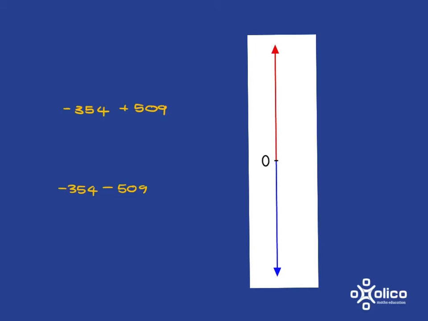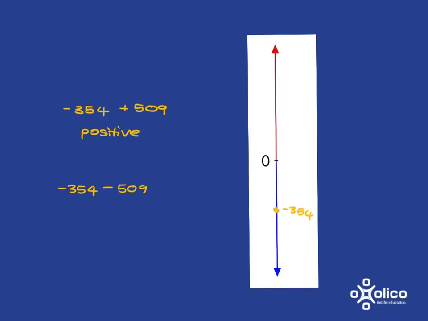So hopefully for the first one, you saw that if you were at -354 and you needed to go up by 509 steps, well, going up by 354 steps would get you to 0. So if you're going up by 509, you're going up even further, so you will end up in the positives.